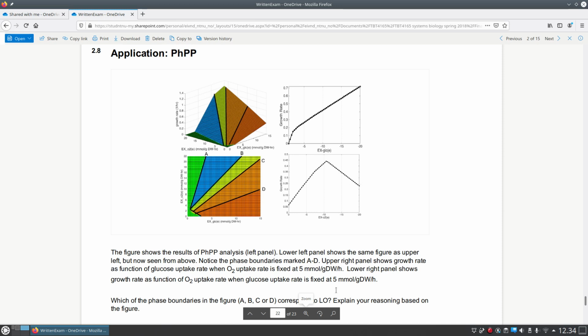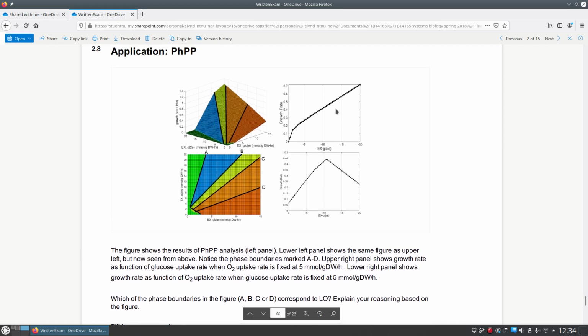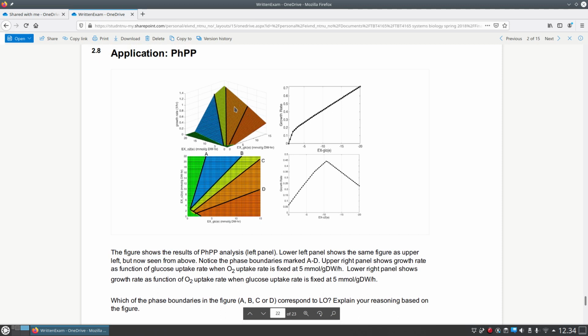the cursor. So essentially what we're given here is a phenotype phase plane with a couple of other plots, and then we're asked to figure out what is the line of optimality. And a lot of questions that I've gotten also revolve around how do we actually read all this data and how can we get the information out from it.